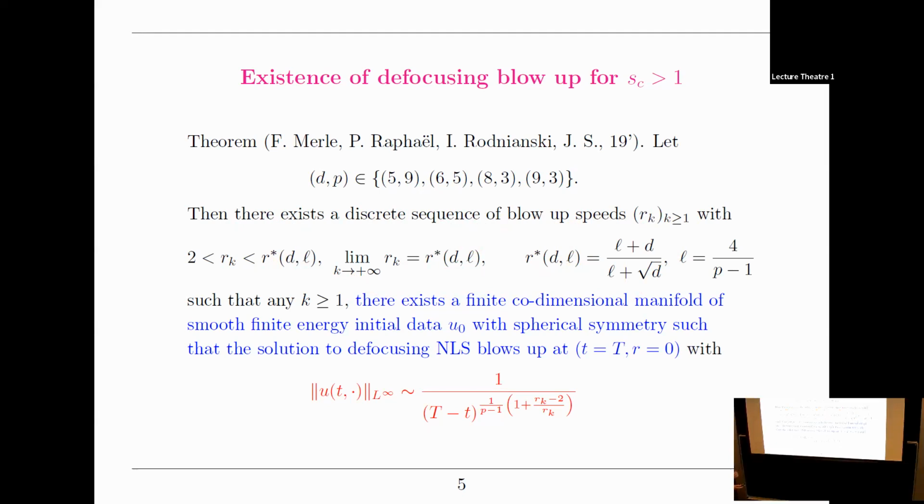Okay, so again, this Rk corresponds to blow-up speed, which means that for any such Rk, what we do is provide a finite codimension manifold of smooth finite energy initial data in radial symmetry, such that for each of these initial data, your solution blows up in finite time at the origin. And we're going to see later how the blow up proceeds.